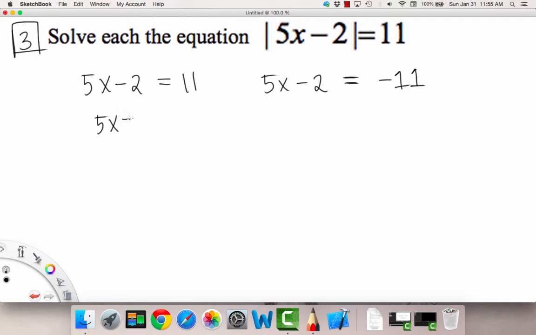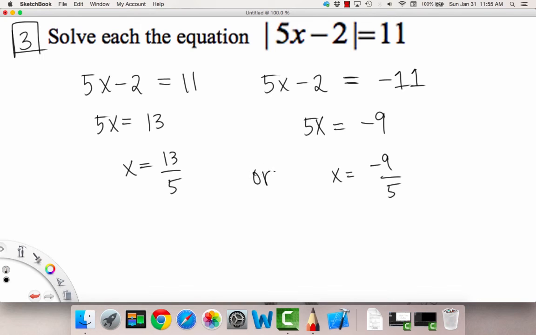So we have 5x is equal to 13, so x is equal to 13 over 5. That's positive. Or we have that 5x is equal to, let's see, a negative 11 plus 2 is a negative 9. So then x is equal to negative 9 over 5. Okay, so that's going to be our solution. We could just stick an or in between, and there it is.